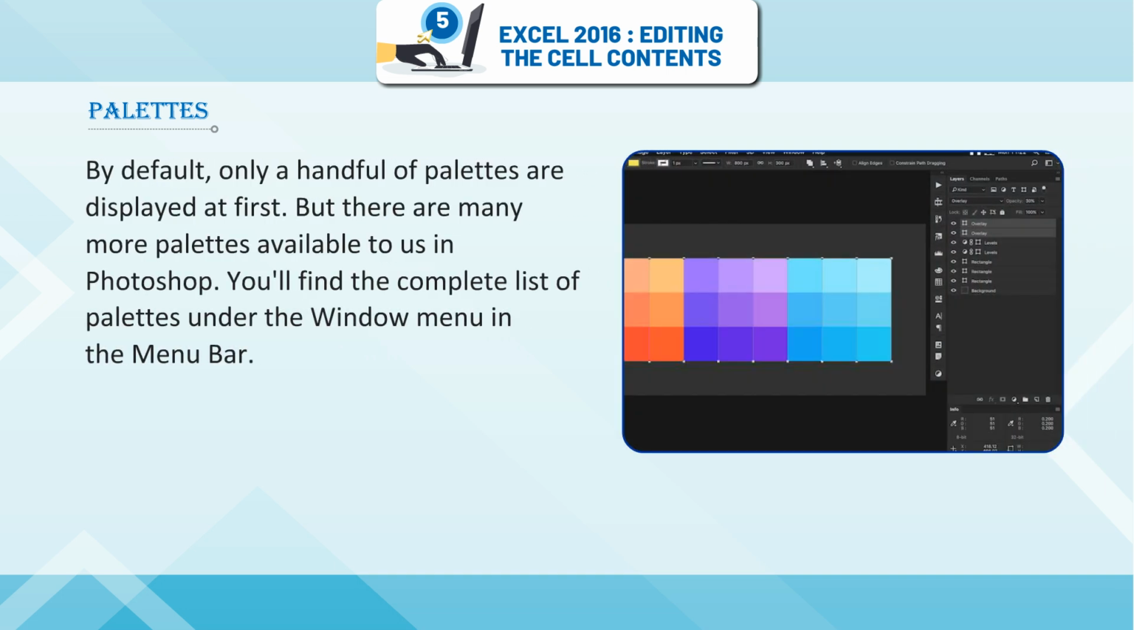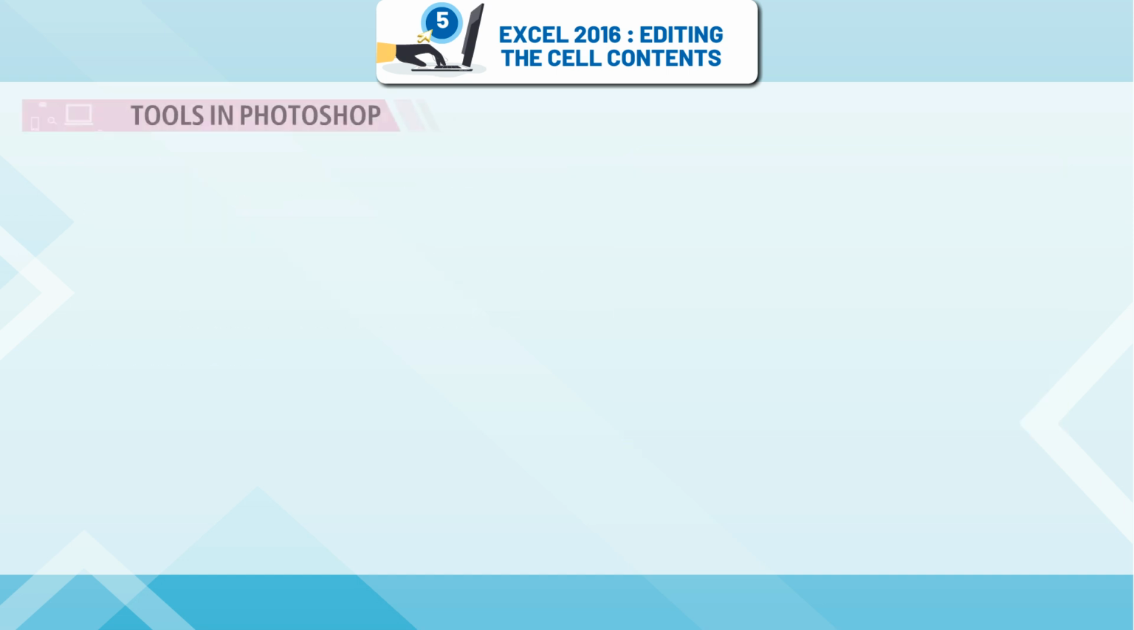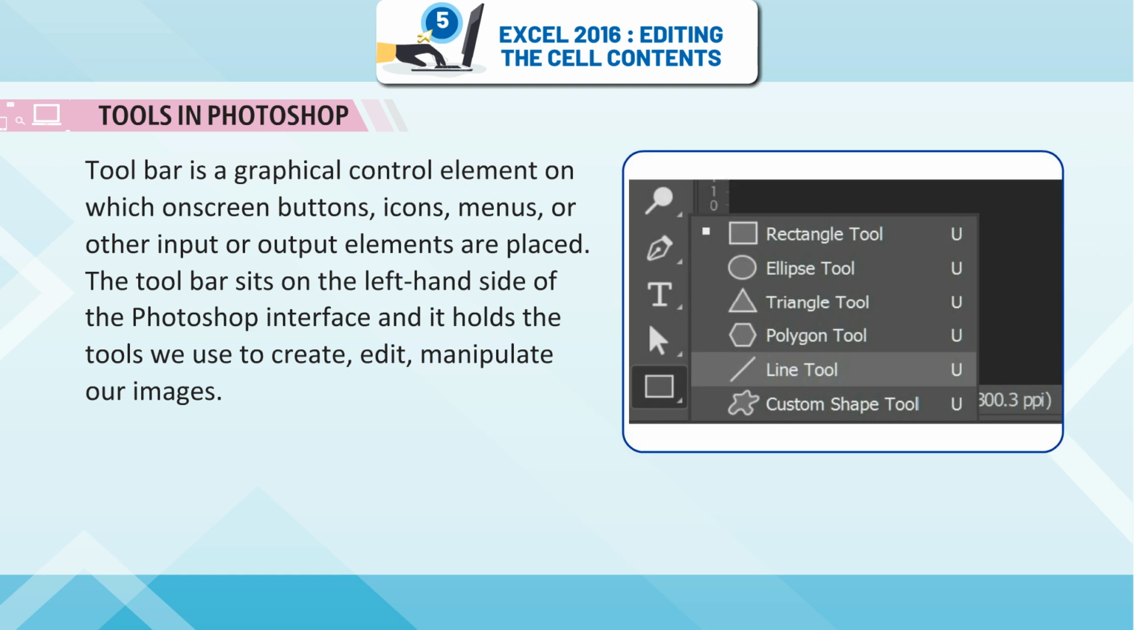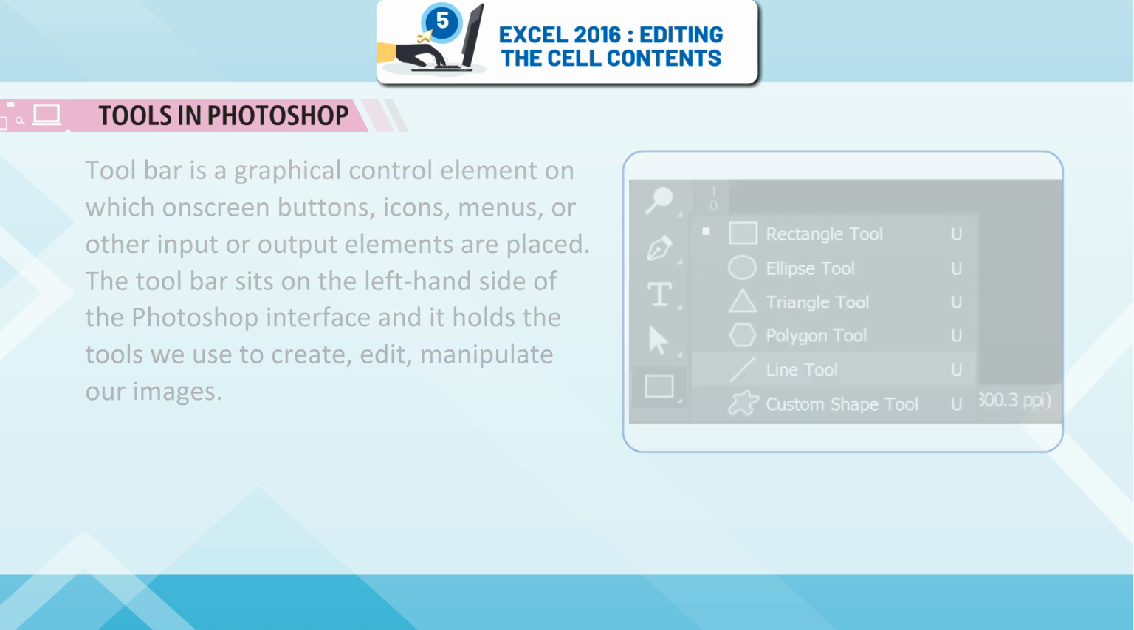By default, only a handful of palettes are displayed at first, but there are many more palettes available to us in Photoshop. You will find the complete list of palettes under the Window menu in the menu bar. Tools in Photoshop. Toolbar is a graphical control element on which on-screen buttons, icons, menus, or other input or output elements are placed. The toolbar sits on the left-hand side of the Photoshop interface and it holds the tools we use to create, edit, and manipulate our images.